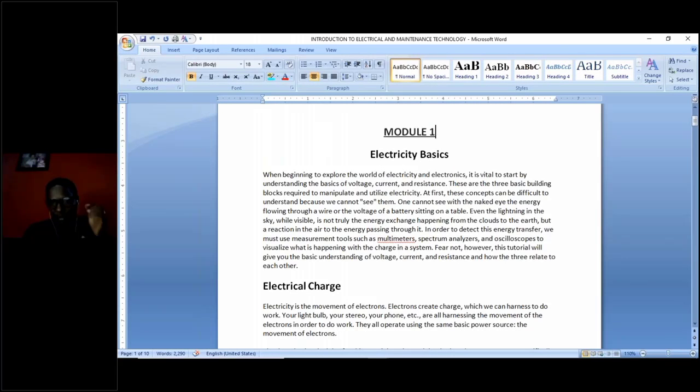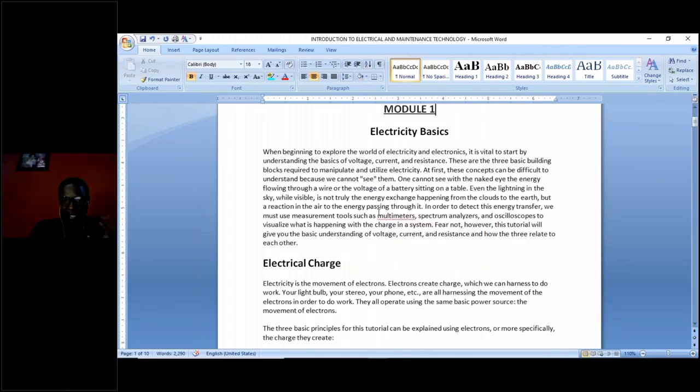At first, these concepts can be difficult to understand because they are things that we cannot see. One cannot see with the naked eye the energy flowing through a wire, or the voltage of a battery sitting on the table. Even the lightning in the sky, while visible, is not truly the energy exchange happening from the cloud to the earth, but the reaction in the air to the energy passing through it.